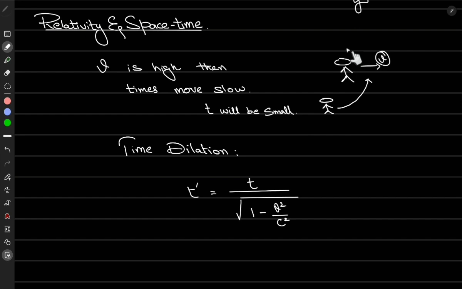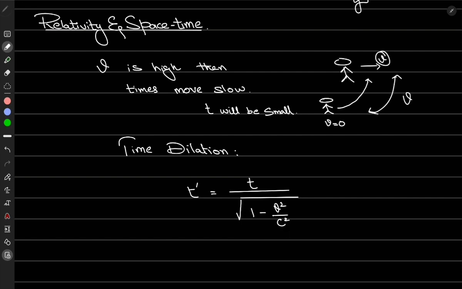So in this example, this person who's moving, t prime is the time that he measures, right? And what is t? t is the time that is measured by this stationary observer for whom the velocity is 0. So what is v then? v is the relative velocity between the two objects, right? So between these two objects, what is the relative speed? That's v. And c is simply the speed of light.